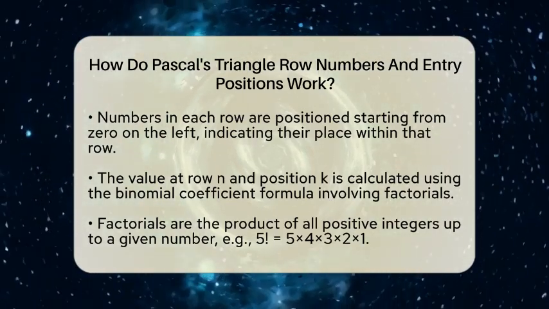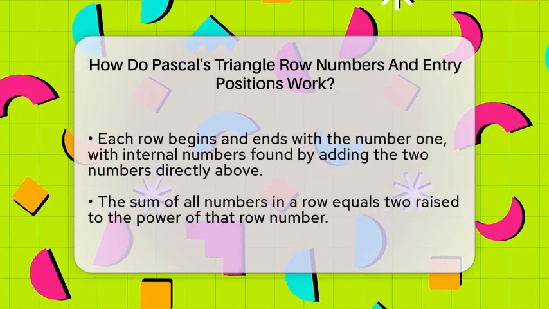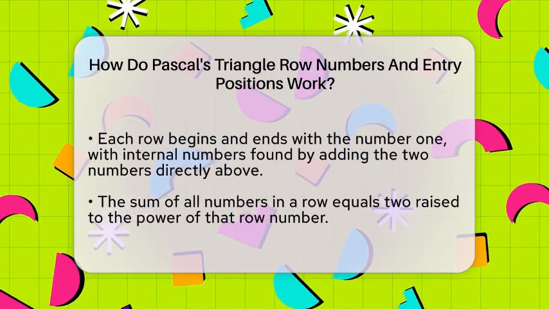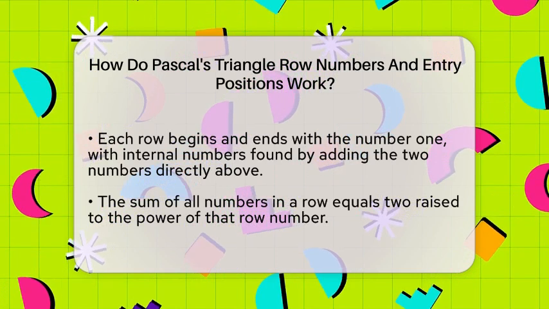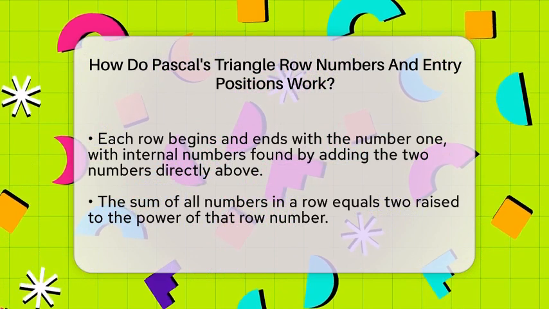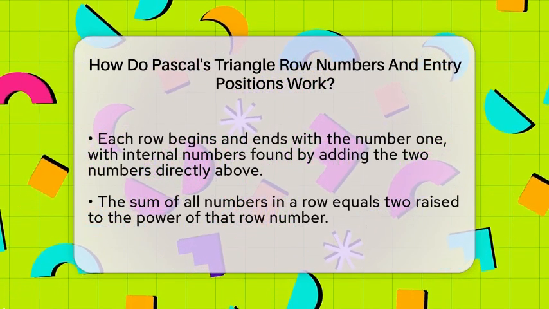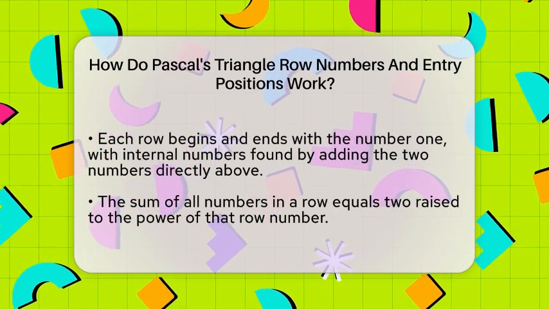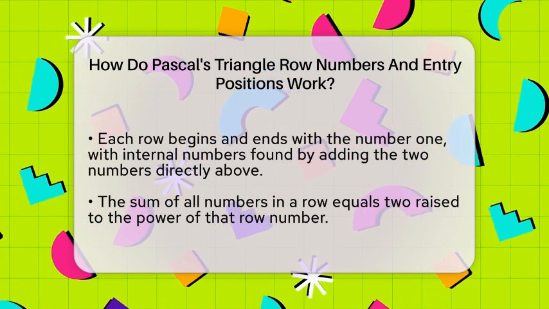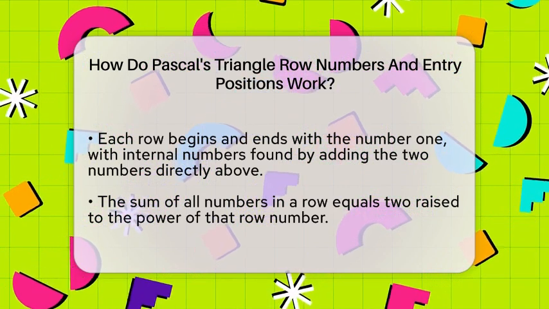Each entry in Pascal's triangle shows the number of ways to choose items, which connects to the idea of combinations in math. The triangle starts with the 0th row, which has just one number, 1. The next row, row 1, has 2 ones. Every row begins and ends with 1, and the numbers inside are found by adding the two numbers directly above. For example, in row 4, position 2, the number is the sum of row 3, position 1, and row 3, position 2. This pattern makes the triangle grow and develop interesting number sequences.